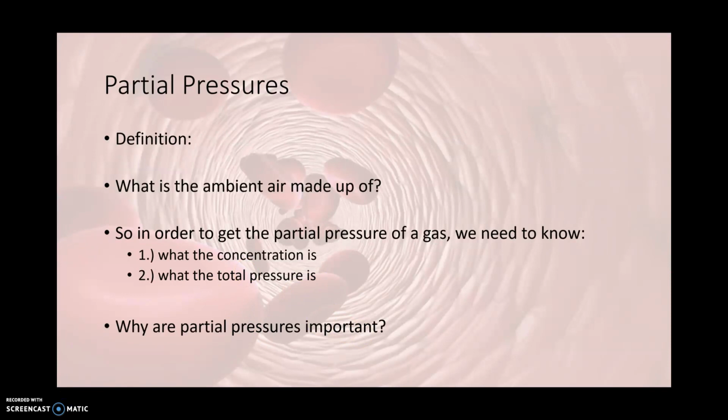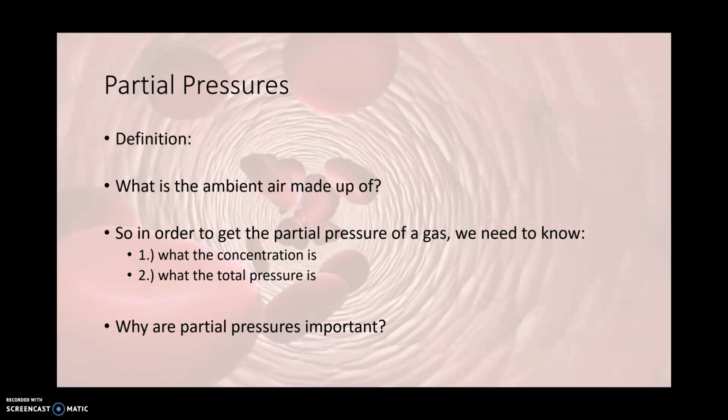So now that we reviewed what a pressure gradient was, like we talked about early in the semester, we're going to talk about partial pressures. What's the definition of a partial pressure? It's the pressure exerted by a gas as if it was the only molecular species present. So oxygen has its own partial pressure, nitrogen, carbon dioxide, all of those have their own partial pressures, which make up the total pressure.